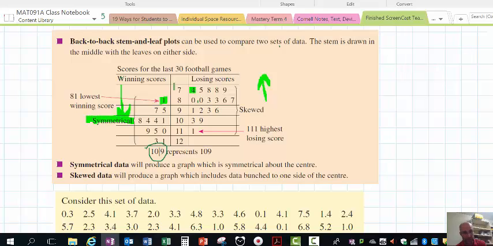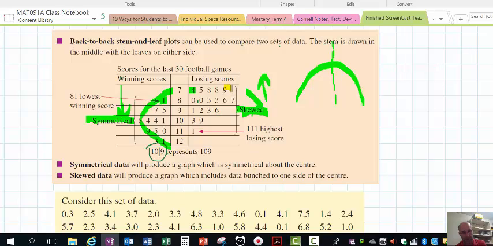We would call this one here symmetrical because it creates a nice symmetrical curve. If I rotated that curve, it would look like that, and that's pretty close to symmetrical. Symmetrical in statistics doesn't mean exactly symmetrical, it means pretty close to symmetrical. Whereas this side here, on the right side, it's skewed.